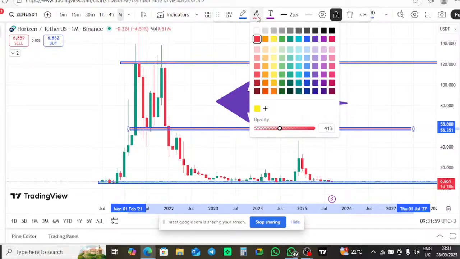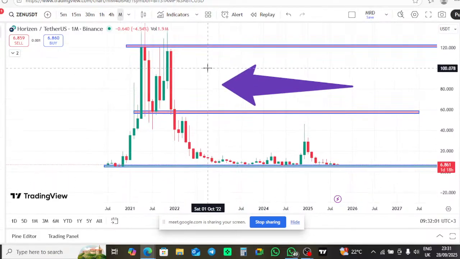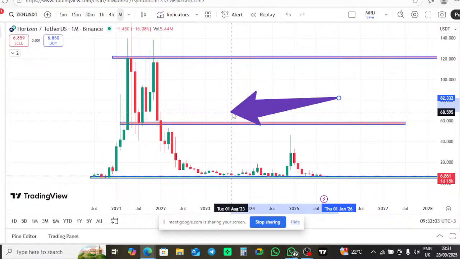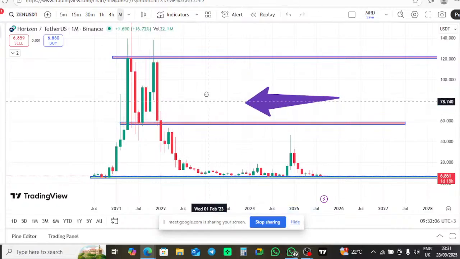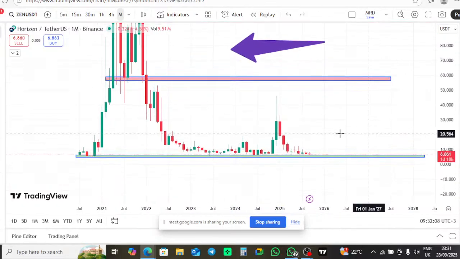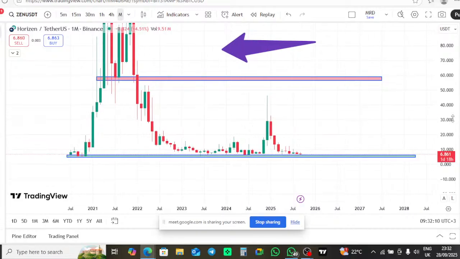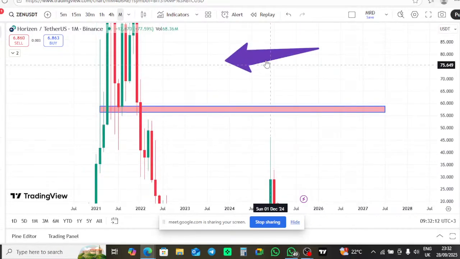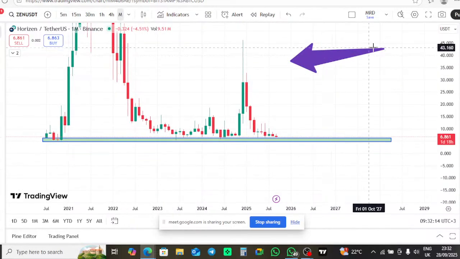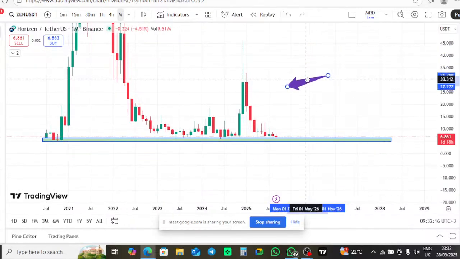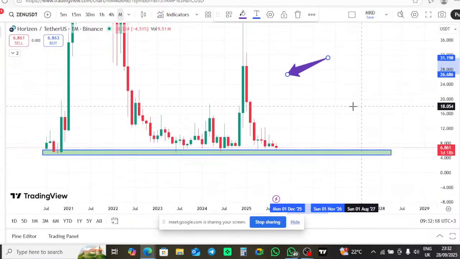That line is what? It is resistance. And all resistances, they are red. So let us keep it at red. Okay, there we go. Which other point can we see? Let's go to the current price, the current area. Okay, where is another one?